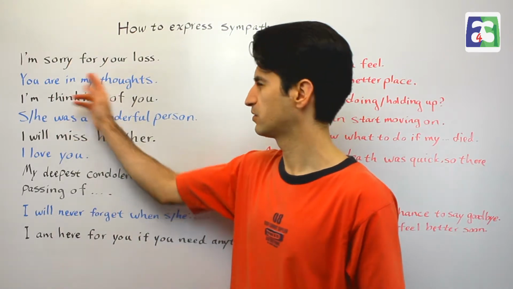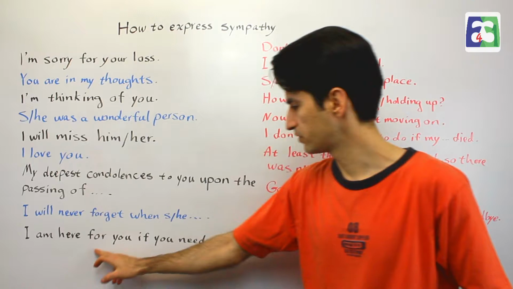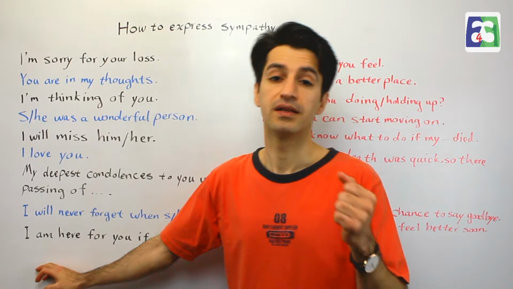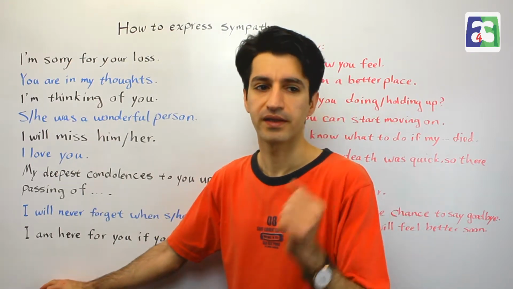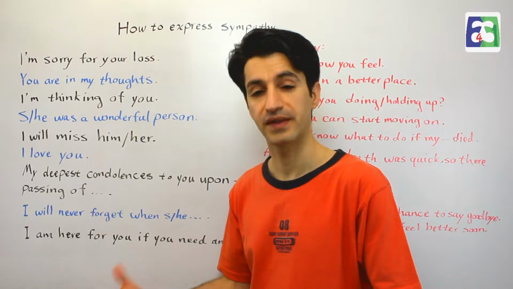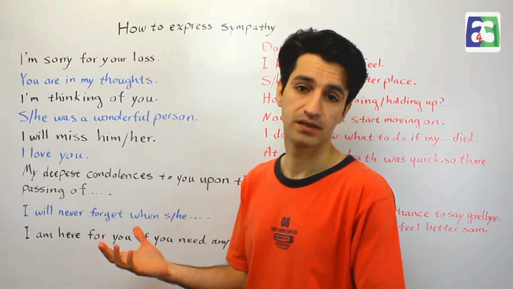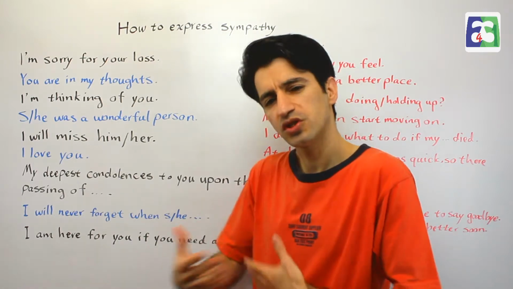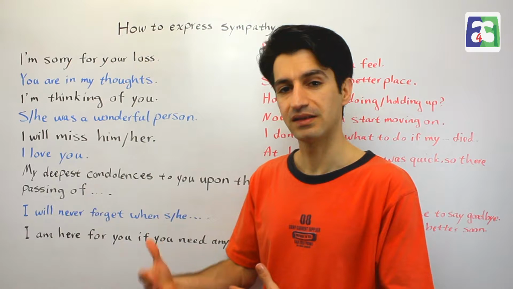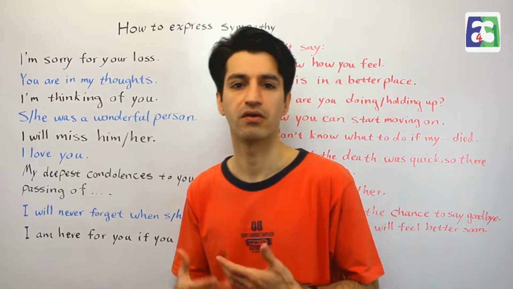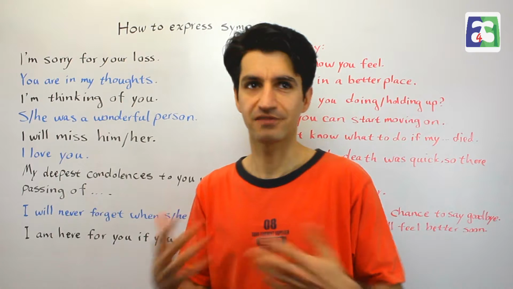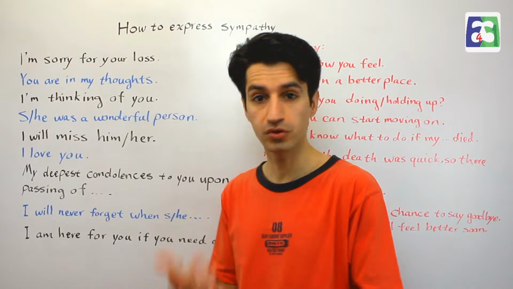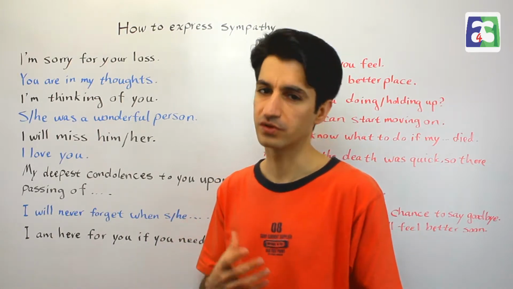You can express that in different ways. I'm here for you if you need anything. I'll be there for you if you need me. If you need me, just give me a call. If you need me, just let me know. Or if you feel lonely, just call me or let me know or come to me. So you just show that you are there for them and they are not alone. They haven't lost everything. They have got others. They have got some friends. They've got you around, so they are not alone.